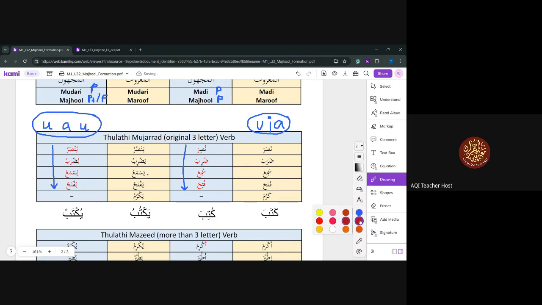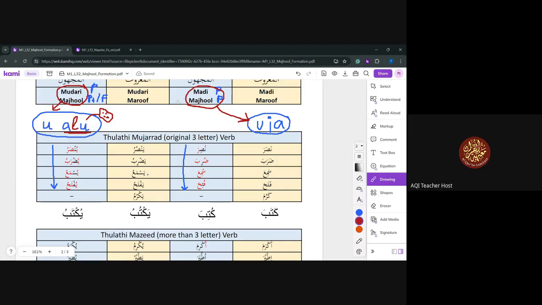But for ease to remember this pattern, Ustad has learned an easy way. You just remember Alu, because usually in the Asian subcontinent, the word Alu means a potato. By remembering this pattern easily, you can identify the Mudari Majhul. For a Madi Majhul, the passive past tense verb, we have the UIA pattern. For the Mudari Majhul, the passive present and future tense form, we will have the U'alu pattern.